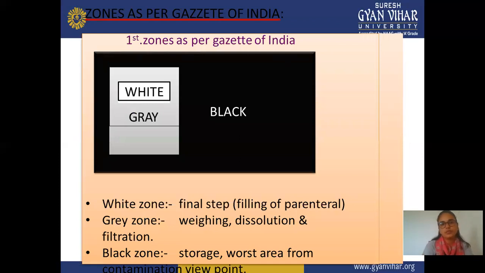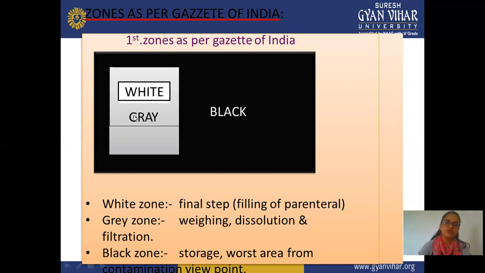Next, the zones as per the Gazette of India. In this diagram, we are just trying to understand the Gazette of India zones for your parenteral product. As per the Gazette of India, there are three zones: white, black, and gray. This white zone is mainly where the final step of filling of the parenteral takes place.